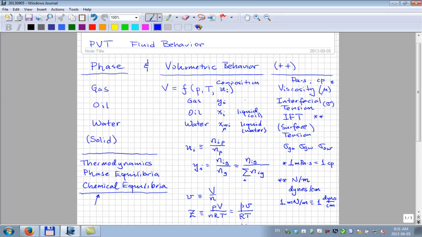Are there any questions? Okay. So PVT refers to pressure, volume, temperature, but it really means we're talking about phase and volumetric behavior, plus plus. Phase being what kind of phase do we have, how many phases do we have, how much of each phase, and what are the compositions of the phase. The volumetric is, for a given phase, what's its density, what's its mass density. That's what we're really interested in. Okay?